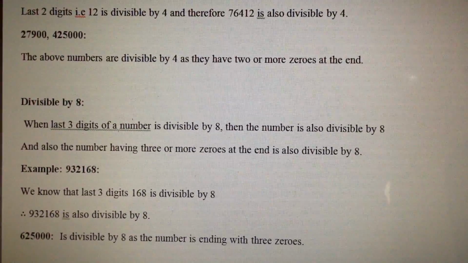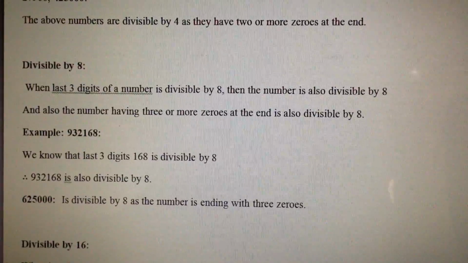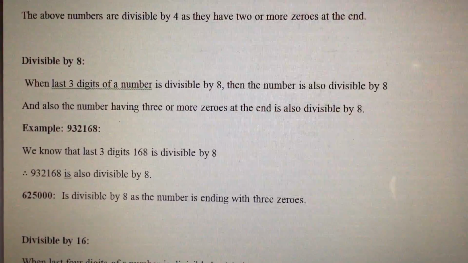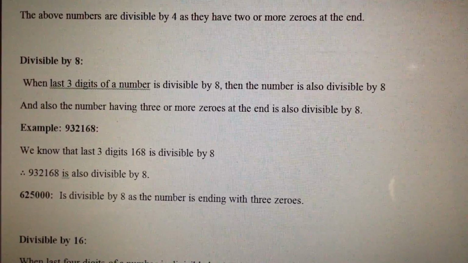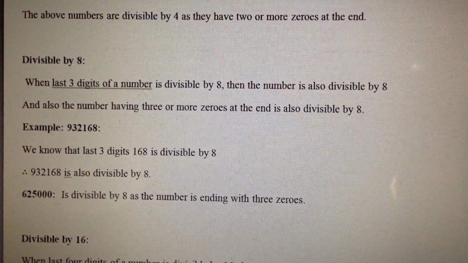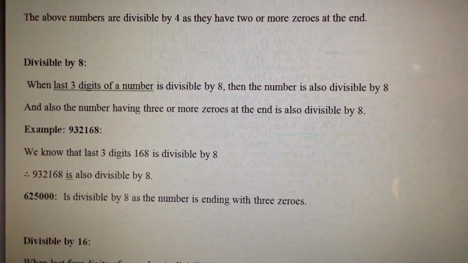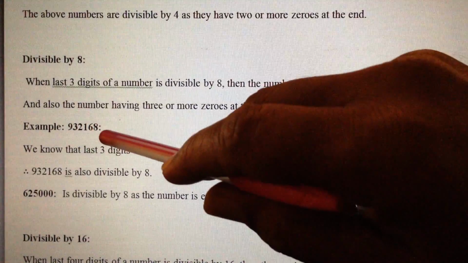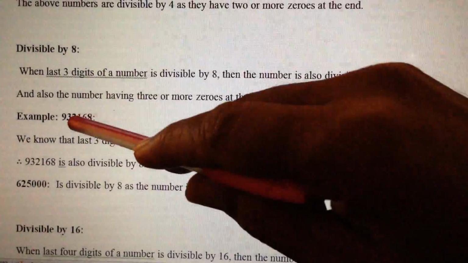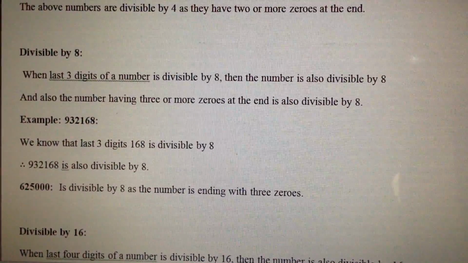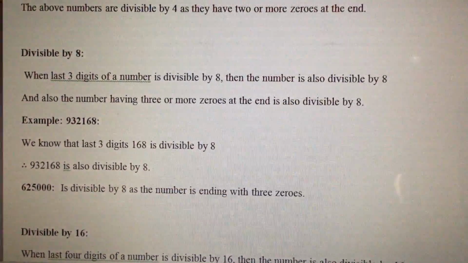Now let us see the divisibility rule of 8. When the last three digits of a number are divisible by 8, then the number is also divisible by 8. And again, a number having three or more zeros at the end is also divisible by 8. Let us see an example. 9,32,168. I am taking this number. We know that the last three digits are 168. 168 is divisible by 8. That we know. Therefore, the number is also divisible by 8.